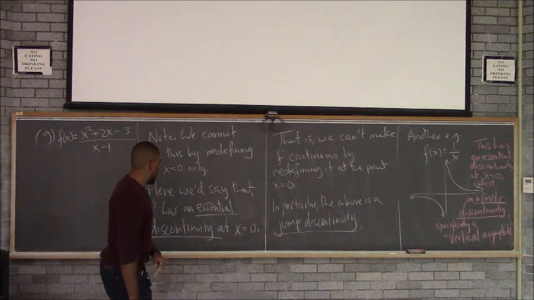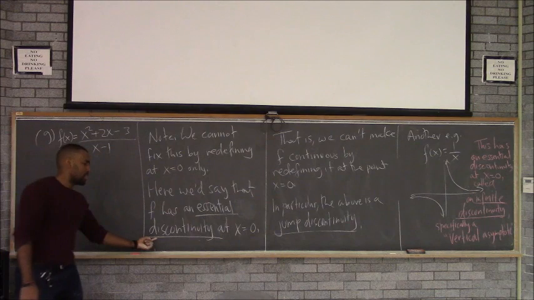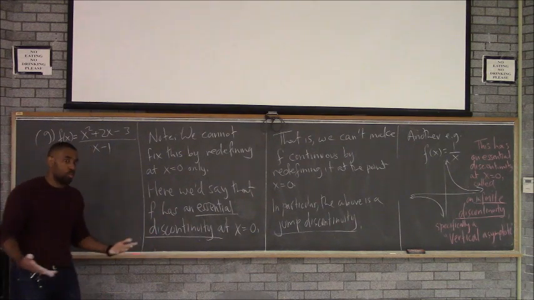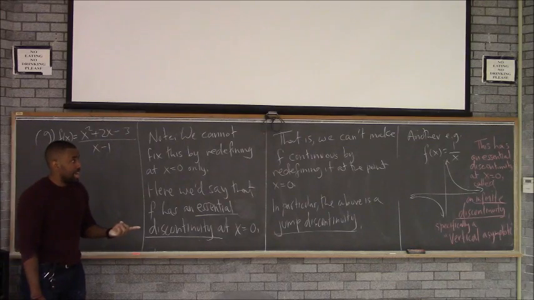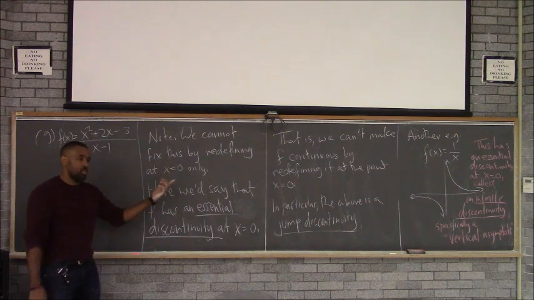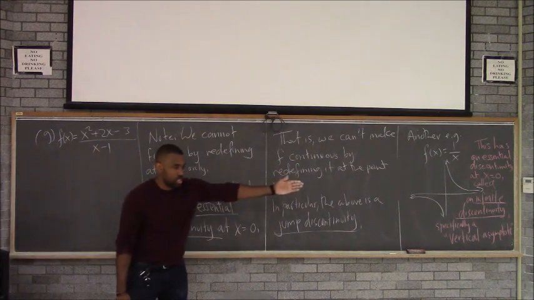So, I believe I mentioned this word last time. A point of discontinuity is just a point where it's not continuous. Where it's not continuous means that the limit equation doesn't work. The limit as x approaches the point is not equal to the value of the function at that point, which clearly is the case here.